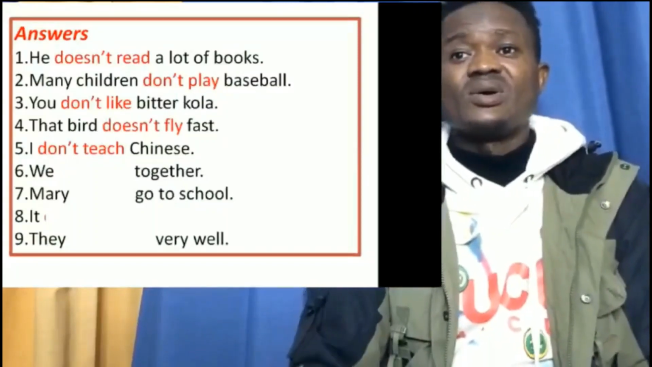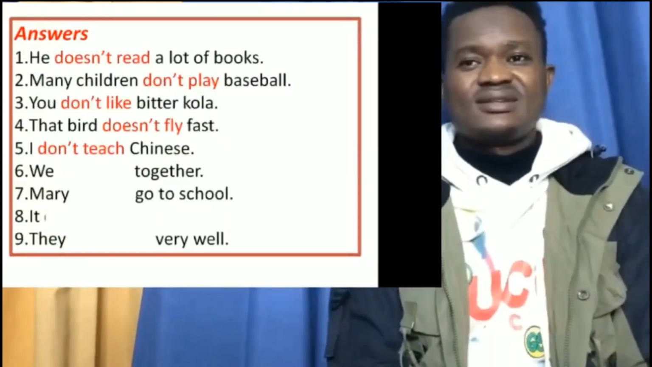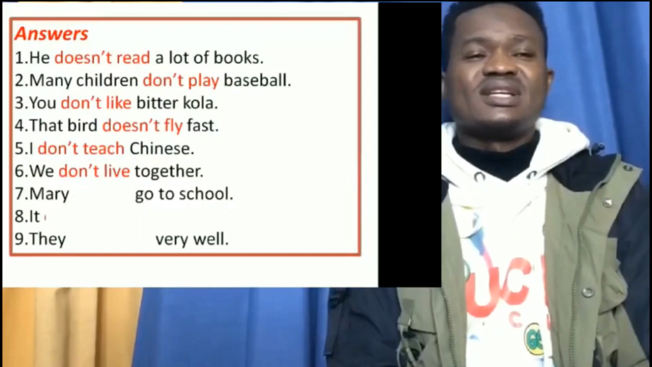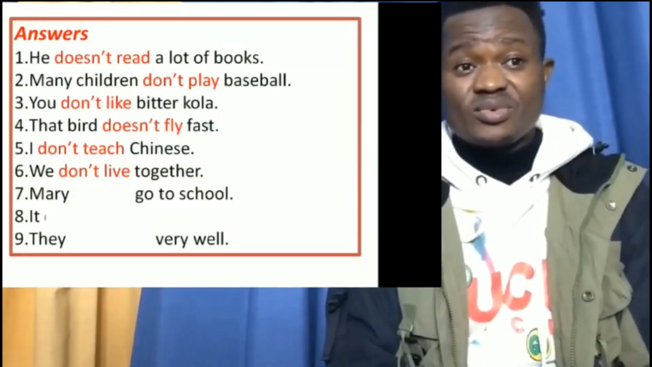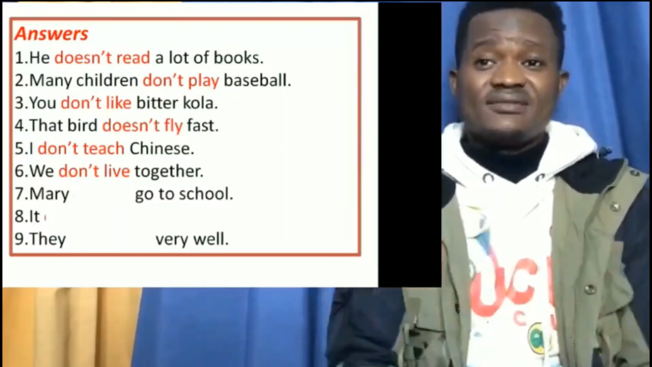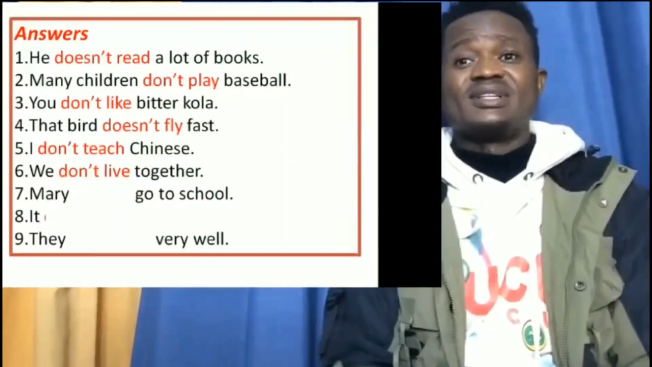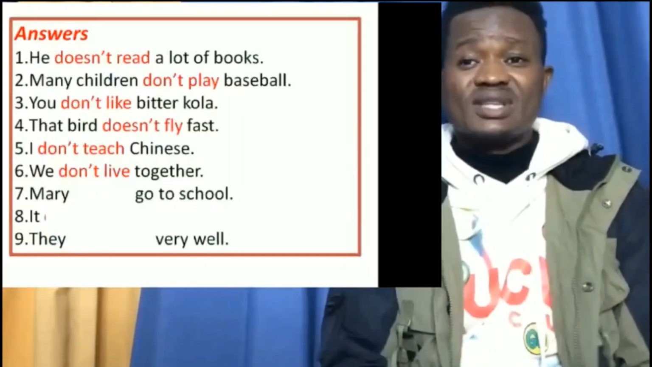All right, let's go. We don't live together. So the subject "we" is in a plural form, then the verb should be in a plural form. That is "don't." So, we don't live together.